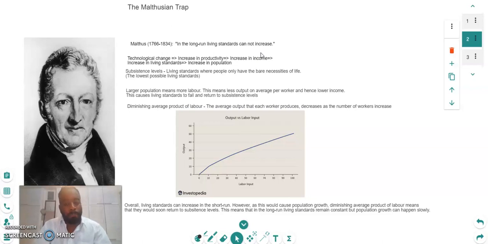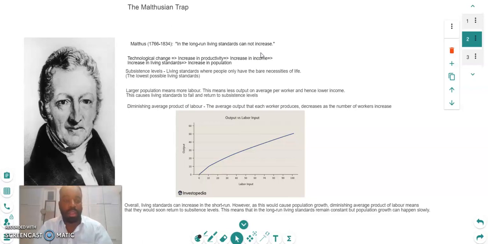When Malthus was alive, most of the population were farmers, and he theorized that if there's a technological change that increased the productivity of the farmers, this would lead to an increase in output. And this increase in output would then lead to an increase in income, which would therefore cause an increase in living standards. At the time, most of the population were living on subsistence levels. Subsistence levels is where people have barely enough to survive, and it's the lowest possible level of living standards before they die. So, at the time, you've got to remember that there's a lot of high child mortality.